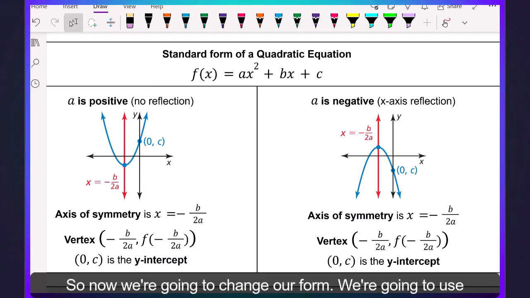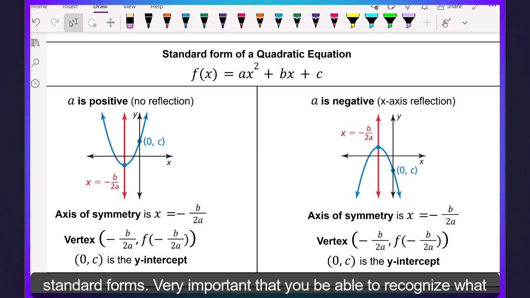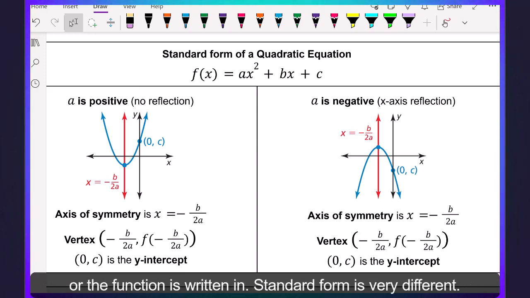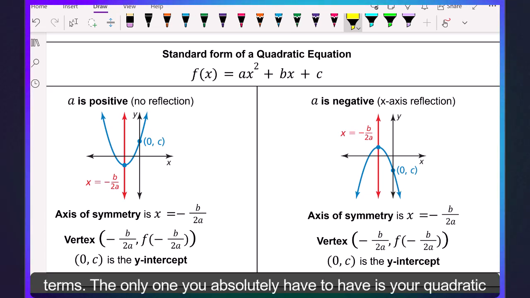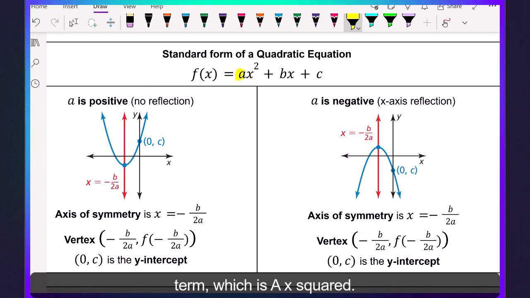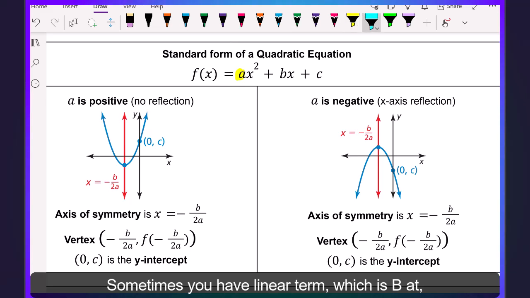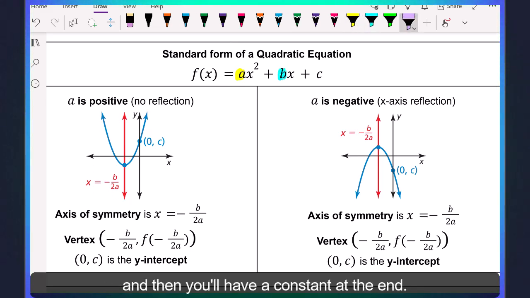Okay, so now we're going to change our form. We're going to use standard form. It's very important that you be able to recognize what form the function is written in. Standard form is very different. Standard form has no parentheses, and you have 3 separate terms. The only one you absolutely have to have is your quadratic term, which is ax squared. Sometimes you have a linear term, which is bx. And then you'll have a constant at the end.